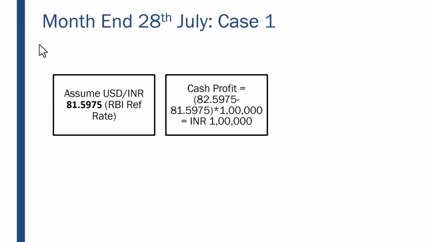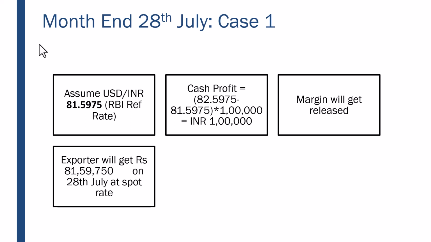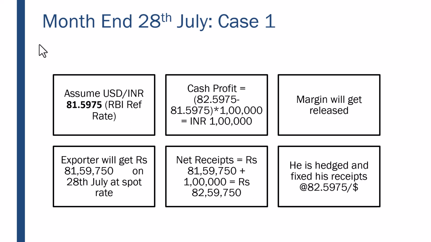Okay. So the margin will get released, and as an exporter, you will get only 81 lakh 59,000 because the RBI rate is 81. Add to it, because there is a loss on the export transaction but there is a gain on the stock exchange transaction, which means you are getting your money at 82.59. Is it okay? Can you follow?